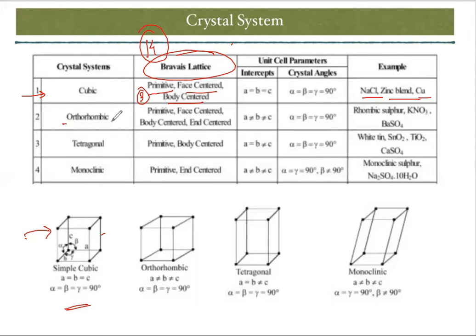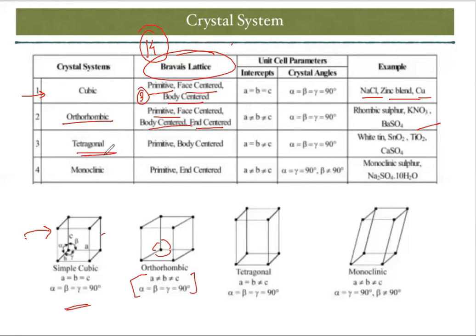Next is the orthorhombic. The Bravais lattices possible are primitive, face centered, body centered, and end centered. You see, this is the orthorhombic, where A is not equal to B is not equal to C, and alpha, beta, gamma are 90 degrees. Alpha, beta, and gamma are 90, whereas A, B, C are not equal. Examples are rhombic sulfur, potassium nitrate, and BaSO4. These are the examples of orthorhombic.